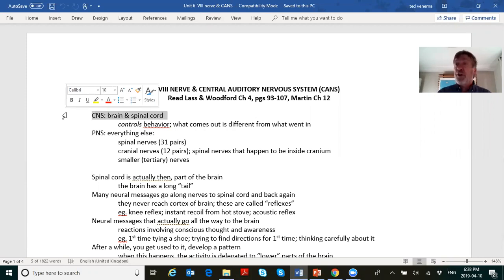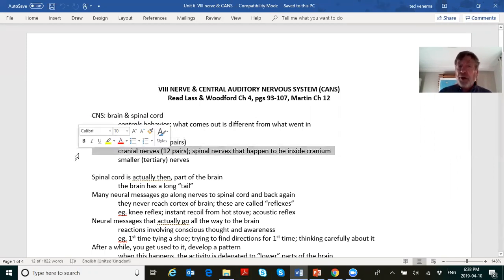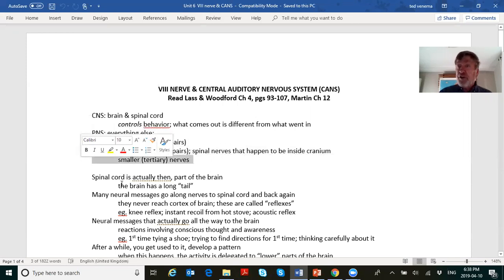Every other nerve in your body is the peripheral nervous system. So the 8th nerve, even though it's in the head, the pairs of 8th cranial nerves are in the head, they are not part of the central nervous system because they're not the brain and they're not the spinal cord. You see the logic there? PNS, peripheral nervous system, is all other nerves, spinal nerves, cranial nerves, smaller nerves, yet tertiary nerves.